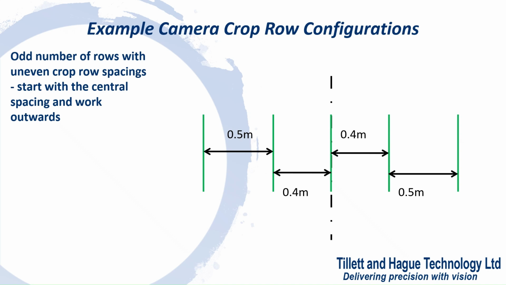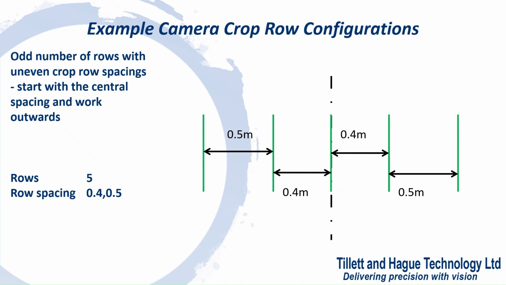This example is slightly more complicated. There are 5 rows we want to track, which is fine, but the spacing between the rows is not even. The outer rows are further apart than the inner rows. To express that, we list the different row spacings starting from the central row spacing and working out. Our system assumes symmetry, so it's important that the pattern is the same either side of the camera center line. In this case, working out from the center, the inner row spacing is 0.4 and the outer spacing is 0.5. We put a comma between the numbers to separate them.